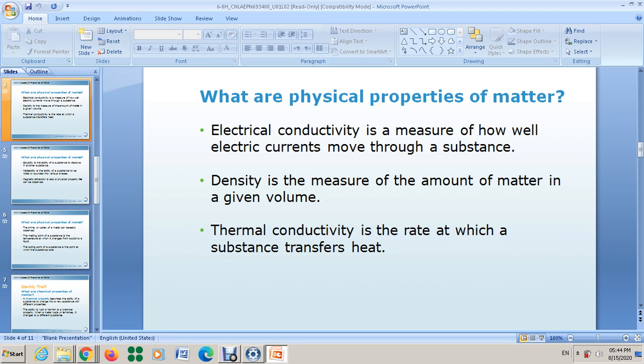Also, other things considered physical properties: thermal conductivity. What is thermal conductivity? It is the rate at which a substance transfers heat. For example, iron can transfer heat. But plastic cannot conduct thermal energy, right? It doesn't have thermal conductivity. The heat will not be transferred. You know this? Okay.